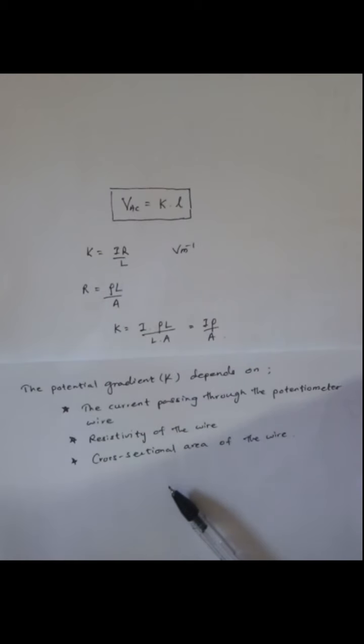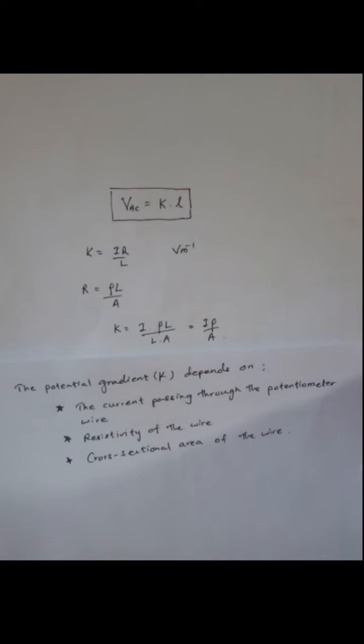So by considering this, it is not necessary to use a tap key in the potentiometer circuit. And to maintain a constant resistivity, the material of the wire should have a small temperature coefficient of resistance. Otherwise, the resistivity will change if there is any change in temperature.